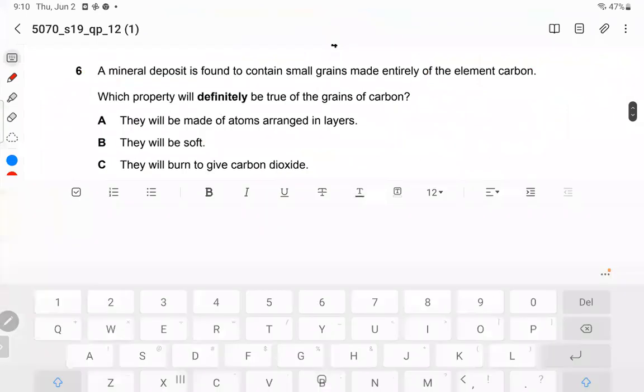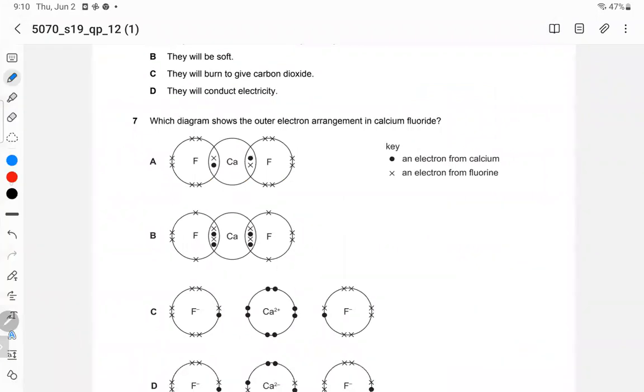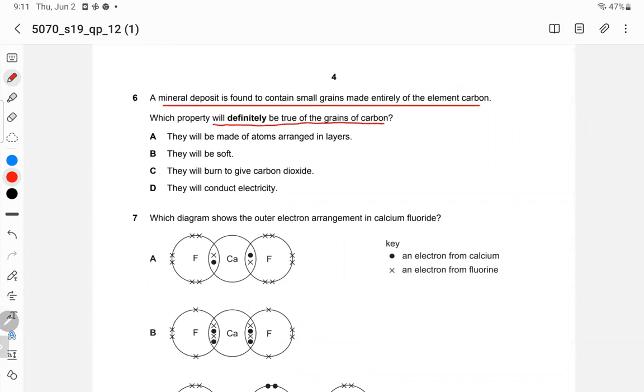Question number 6. A mineral deposit is found to contain small grains made entirely of the element carbon. Which property will definitely be true for the grains of carbon?